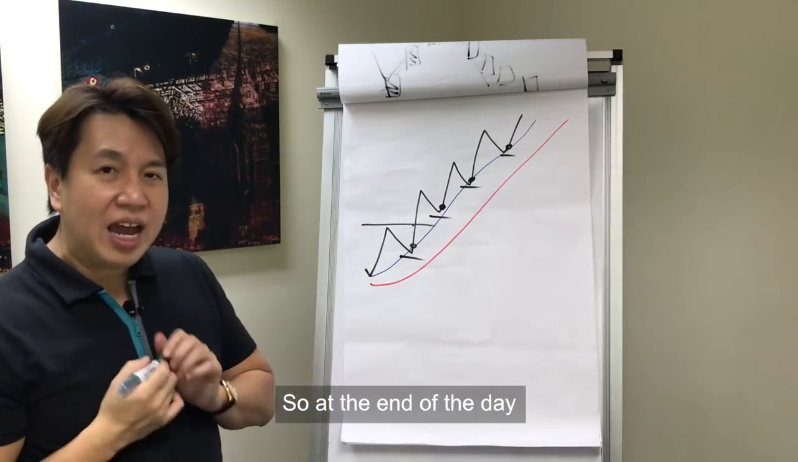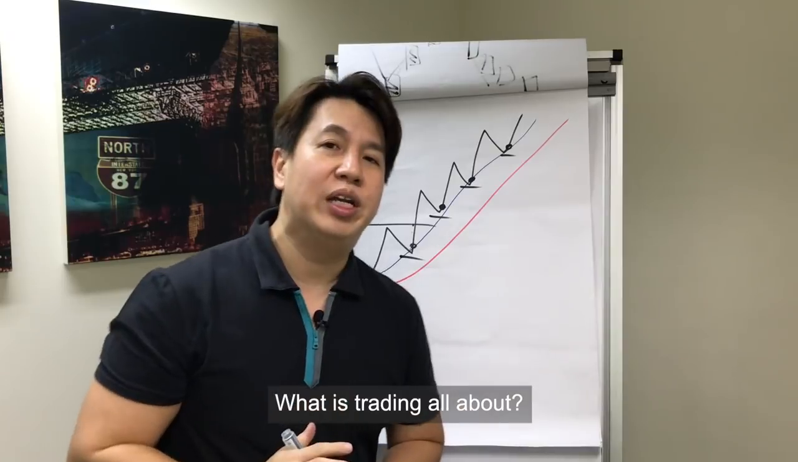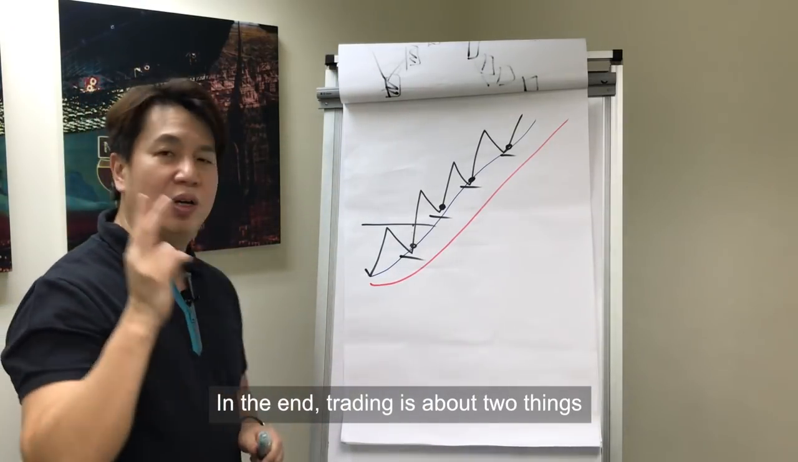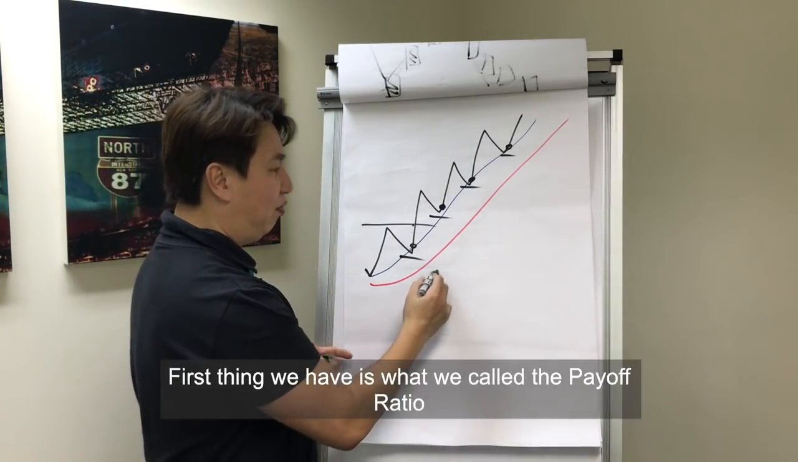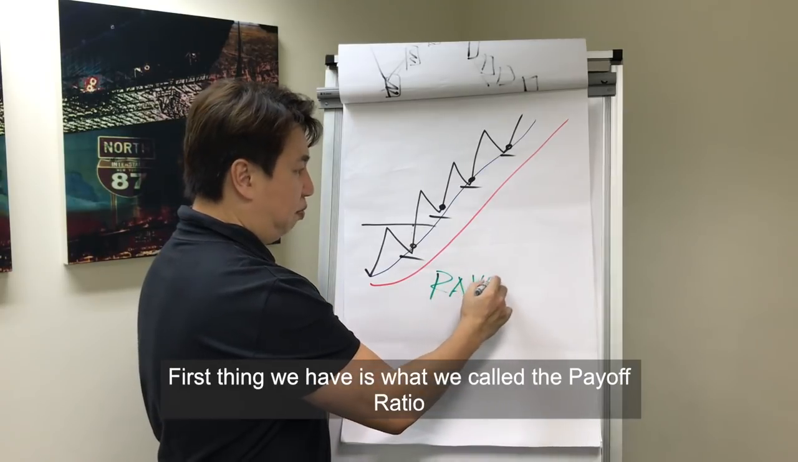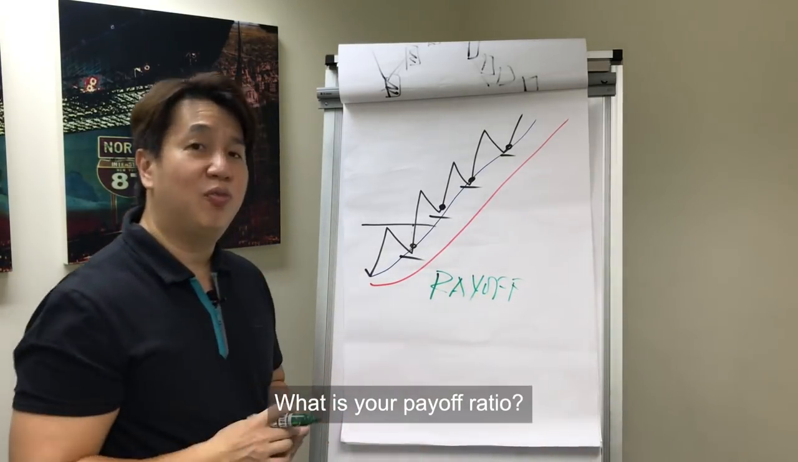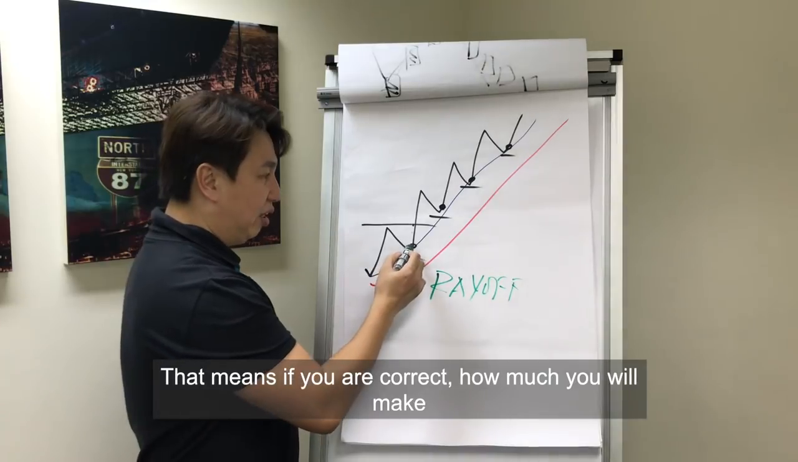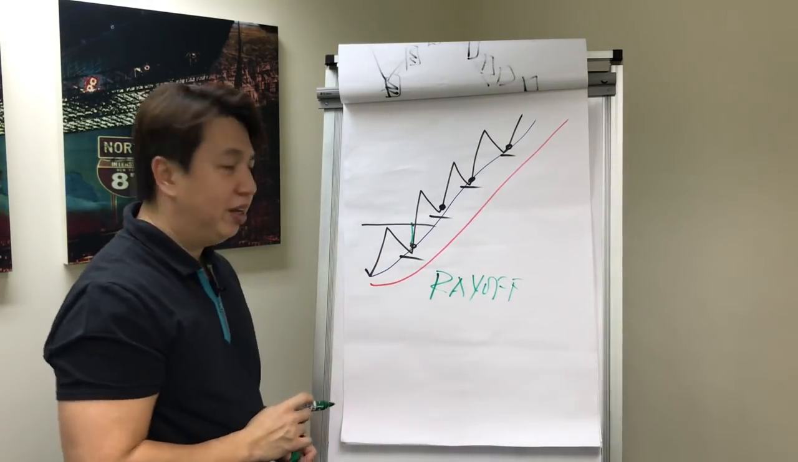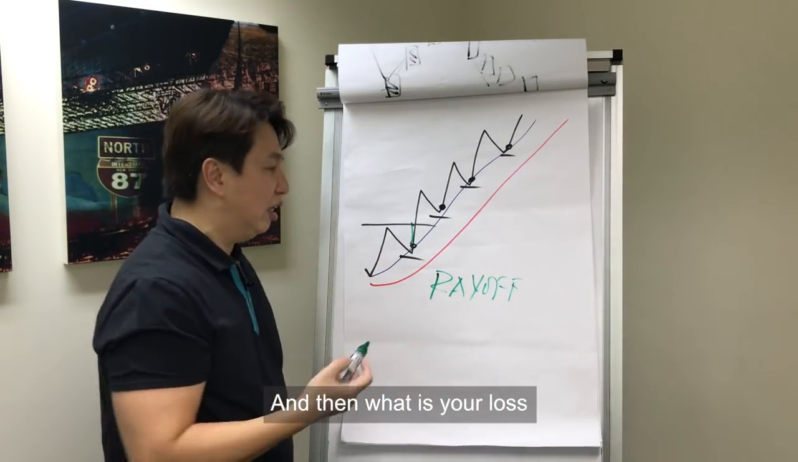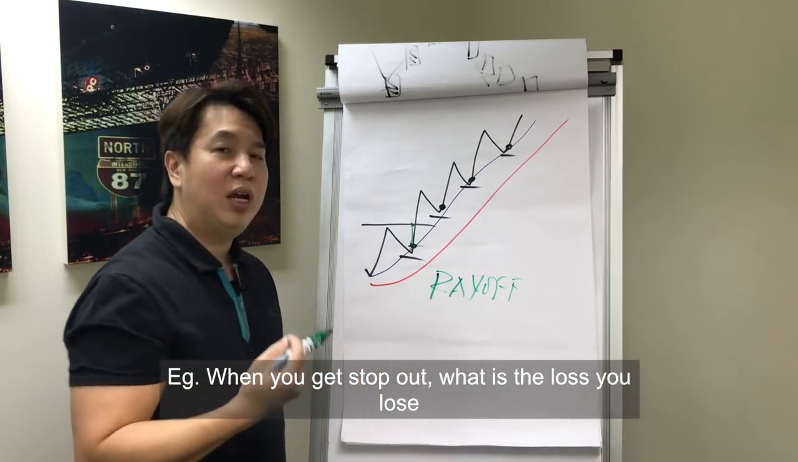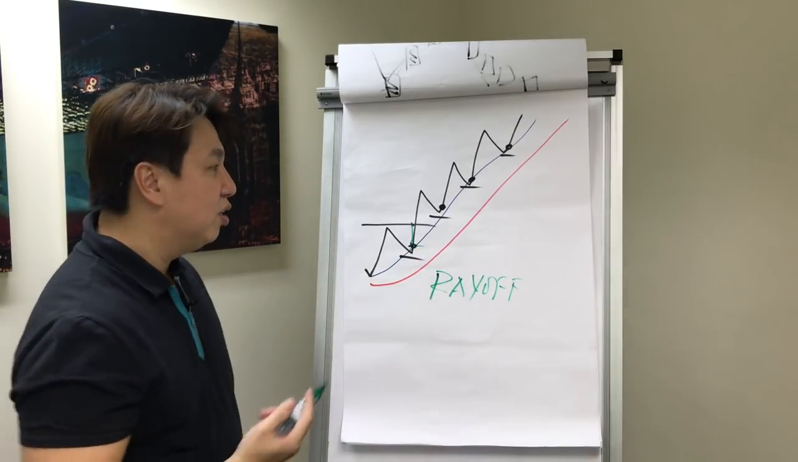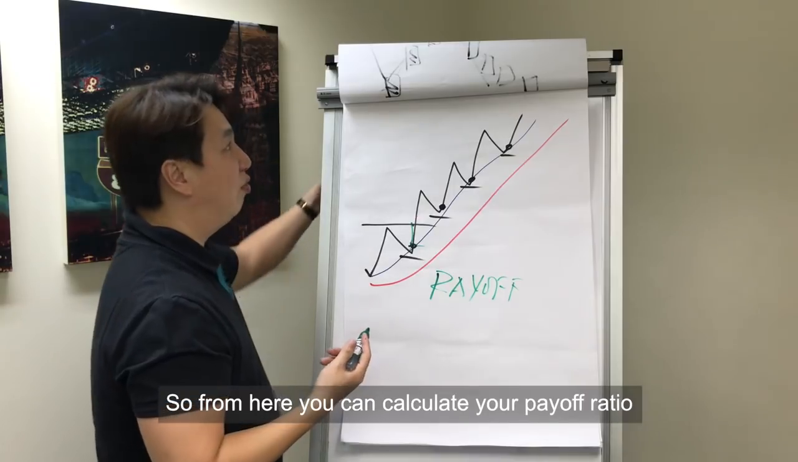So at the end of the day, what is trading all about? At the end, trading is about 2 things. First, we have what we call the payoff ratio. What is our payoff ratio? That means if you're correct, how much you make, and what is your loss. For example, when you get stopped out, what is the loss you take? From here you can calculate your payoff ratio.